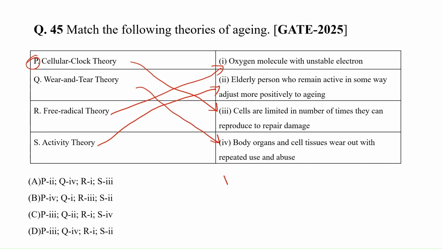So we have P, Q, R, S, and P was the third one, Q was the fourth one, R was the first one, and S was the second one. So where do we have this option of 3, 4, 1, and 2? It is option D. So here the right answer is option D.